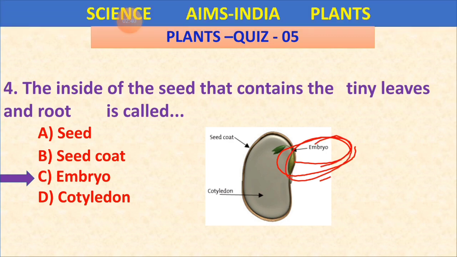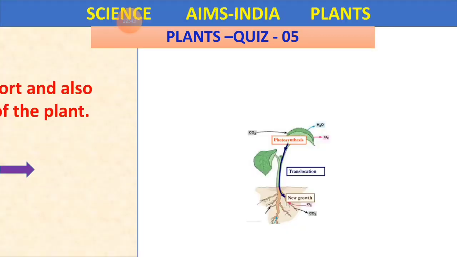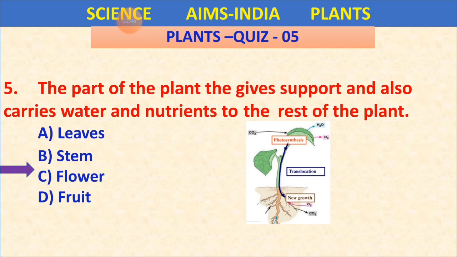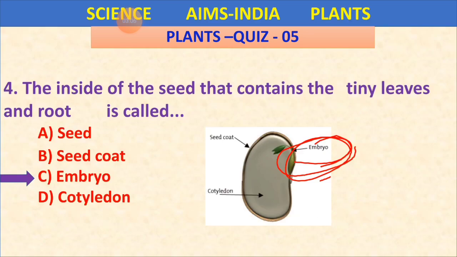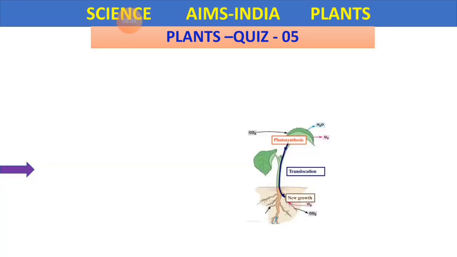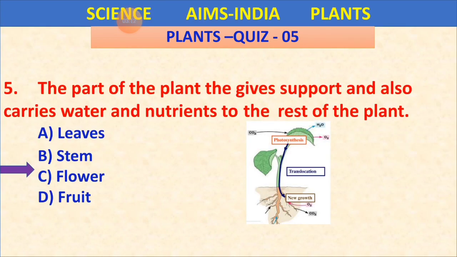Okay, children? Now, the part of the plant that gives support and also carries water and nutrients to the rest of the plant. Very easy for you. The answer is given here. It is the stem. What does the stem do? It gives support and makes the plant stand, and it also carries water and nutrients to the rest of the plant. It is known as the stem.